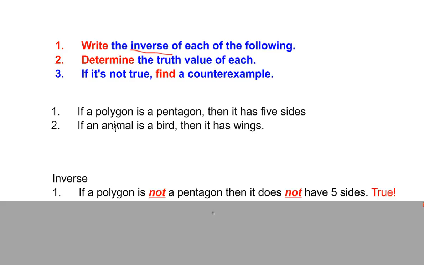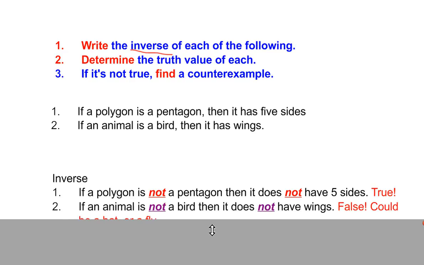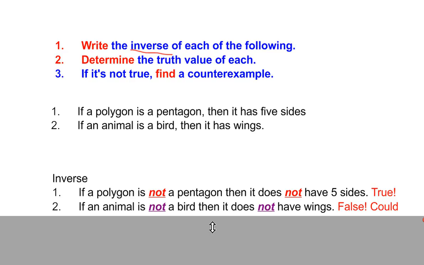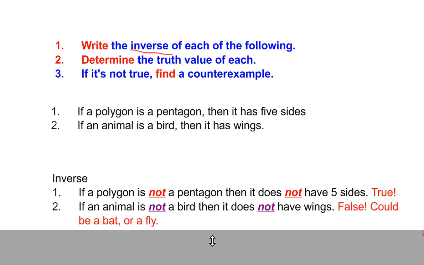If an animal is a bird, then it has wings. Okay, so we know that if an animal is a bird, then it does have wings. Whether or not it flies is a separate issue. But the conditional is definitely true. How about its inverse? So we're going to take the inverse by negating the premise and conclusion. So if an animal is not a bird, then it does not have wings. Well, is that true? If it's not a bird, then it doesn't have wings. How about a mosquito? How about a bat or a fly? In other words, I can come up with innumerable counterexamples. Something that is not a bird, yet does have wings. So in the case of the first conditional statement, its inverse is true. In the case of the second, its inverse is false.